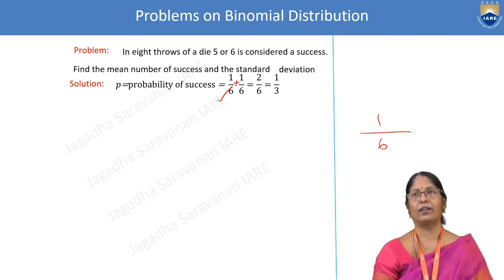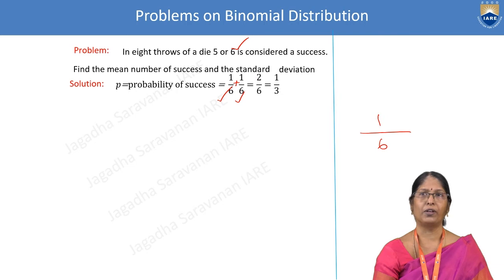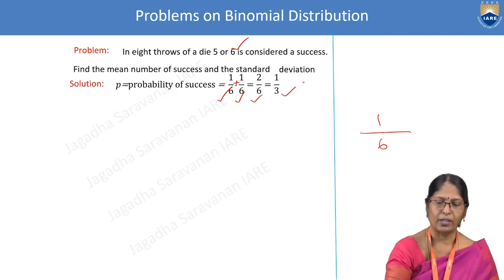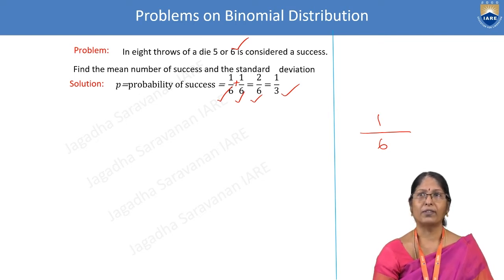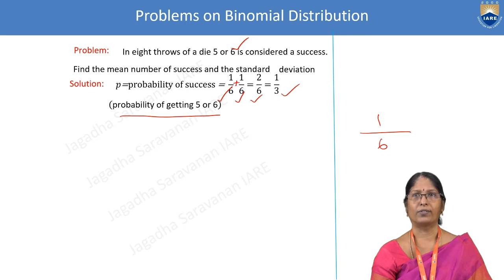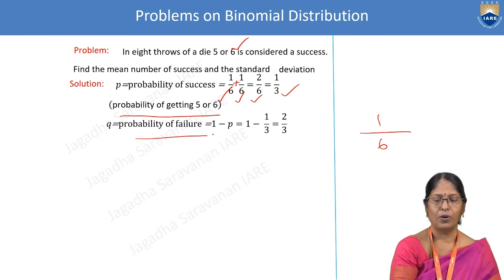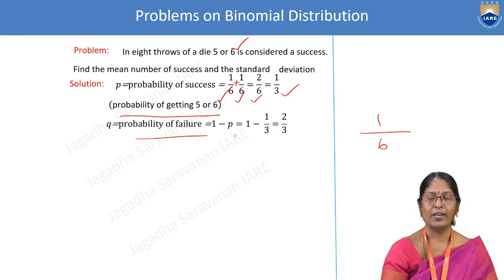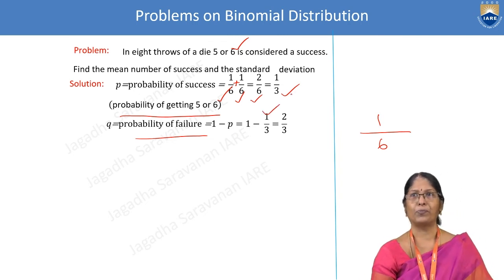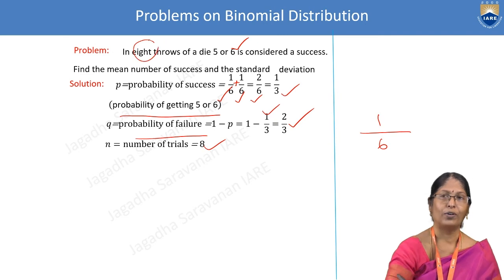That is according to the basic definition of probability. For 6 also the same. Everything is equally distributed. So 2 by 6, it's nothing but 1 by 3. So our probability of success is 1 by 3. What is our question? The probability of getting 5 or 6. If any careless mistake comes, it will give an indication that somewhere we are making a mistake. Q equal to probability of failure, that is 1 minus P. So 1 minus what we got, the P we substituted, equal to 2 by 3. N, we have to see how many times it is thrown. 8 times.